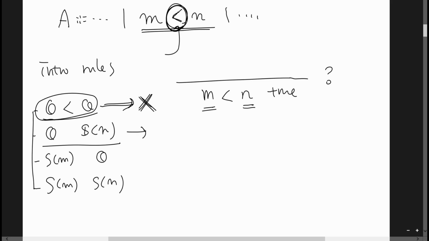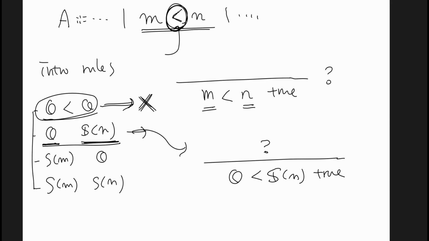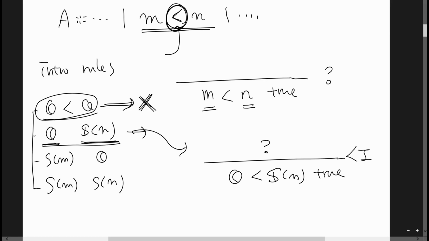And what about 0 less than successor n? Yes, this is always true. So we have this new introduction rule, 0 less than successor n true. And this doesn't require further evidence because according to the meaning of natural numbers, 0 is always less than successor of something, or successor of something is always greater than 0. So you don't have to provide anything here at all. So let's call it less than introduction rule 0 case, and the premise is empty.